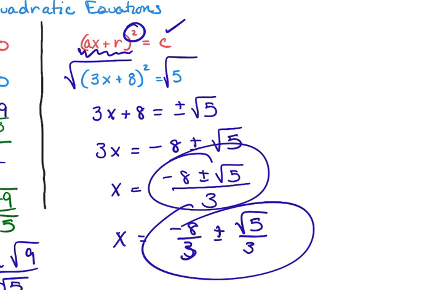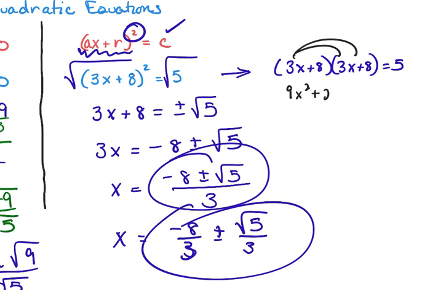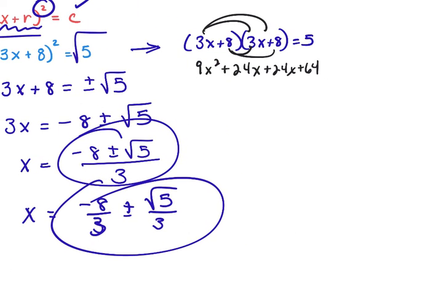Now, if you didn't want to use the square root method for this, you don't have to, but you would have to get it into standard form then. Distributing. So 9x squared plus 48x, subtract 5, so it equals 0. So plus 59. Yeah. So then, after you got it into standard form, you could use the quadratic formula.